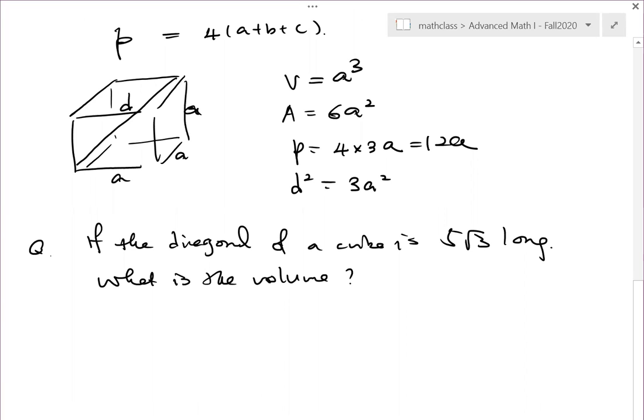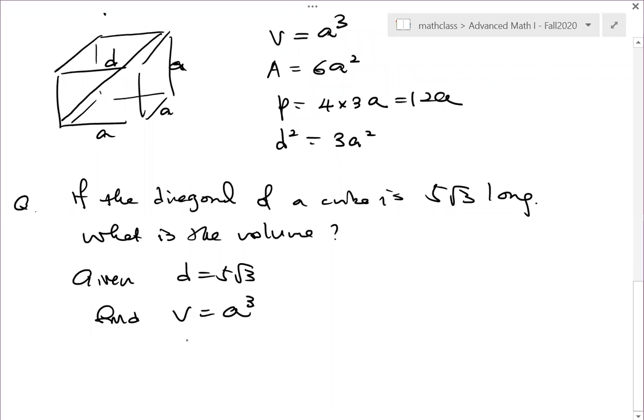two-step problem because the volume is going to be the cube of the edge length, right? But edge length is not given directly. So what we are given here is D. D is 5 square root 3. Okay, we want to find out the volume. Volume is A cubed. So we have to find the relation between A and D. So then you can solve the problem.